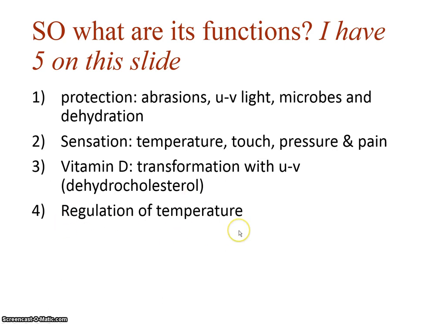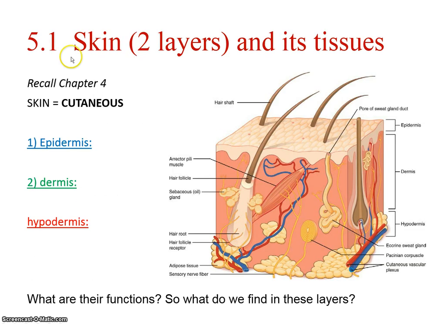Helps to regulate temperature. I think that one's hopefully pretty obvious, but we'll talk about the details involved with that. And of course, some waste can be excreted through the integument. All right, so quite a few functions to consider, so we have to look at the structures to see how we achieve these functions, right?